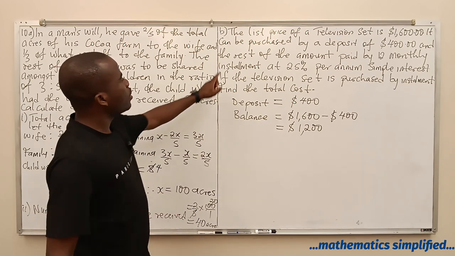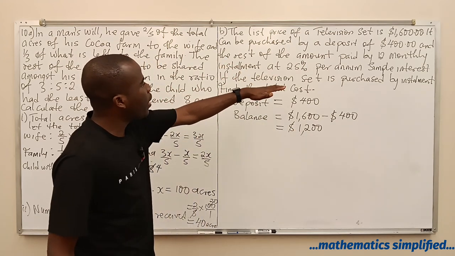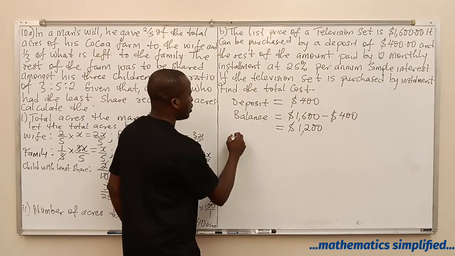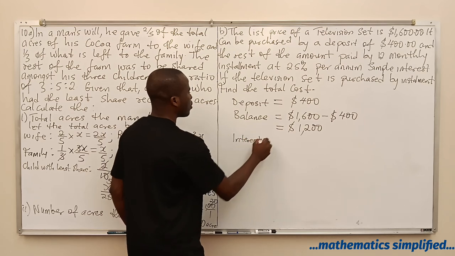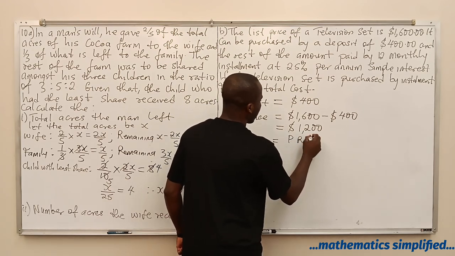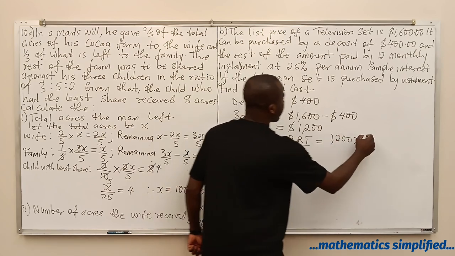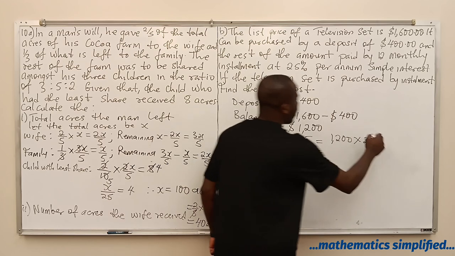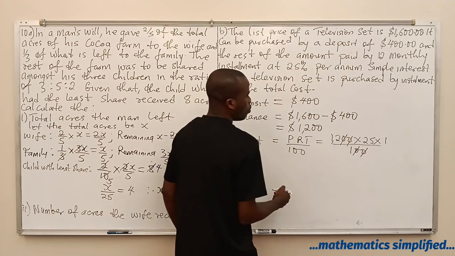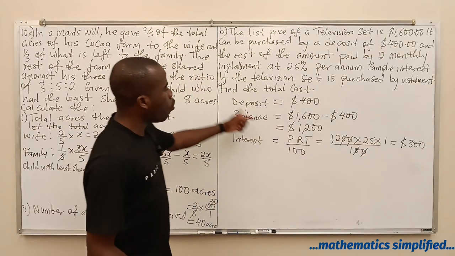Now, the rest of the amount, $1,200, was paid by 12 monthly installments at 25% per annum simple interest. So the interest that was gotten from this was, remember, principal times rate times time over 100. The principal is $12. The rate is 25%. And the time is 12 months, which is 1 year, over 100. And if we multiply this, we will get $300. So this is the interest made over 12 months.